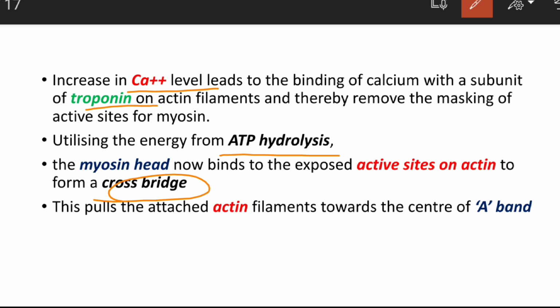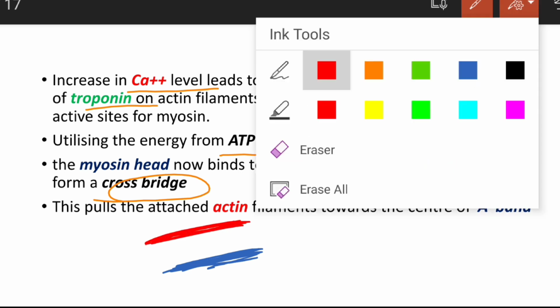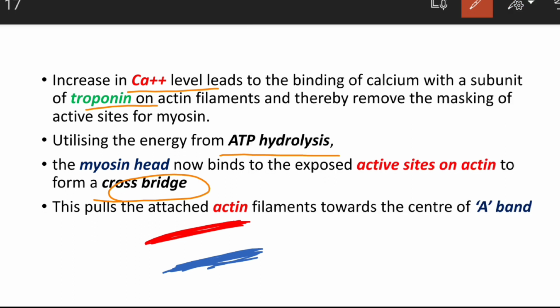So let's consider this as a myosin and this as an actin. So on the actin there are troponins which are present. So they are masking the actin, because of which the active sites of the actin are masked and the myosin filaments cannot bind to the actin filament. So these cannot bind because of the presence of the troponin.